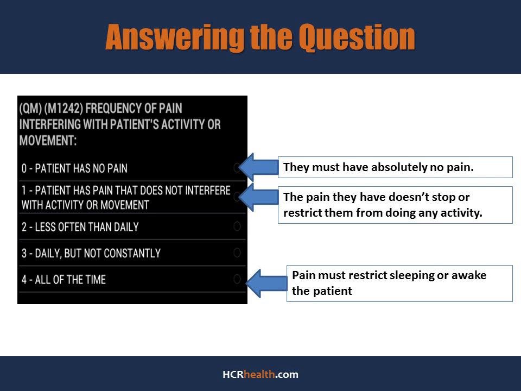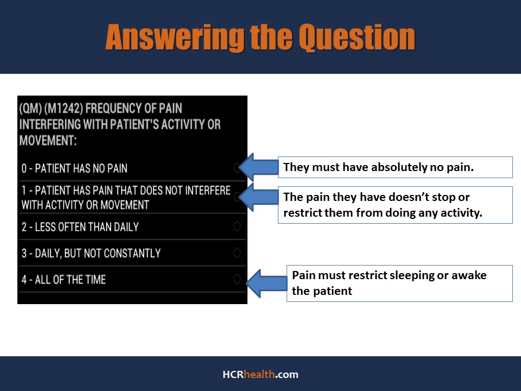So let's look one final time at the OASIS question. We are being asked, what is the frequency of pain that interferes with the patient's activity or movement? We are going to complete a comprehensive assessment of the patient's pain, considering not only the time of the visit, but also the recent pertinent past. We're going to observe movement and interview the patient or caregiver. In order for the patient to have no pain, a score of zero, they must have absolutely no pain at the time of the visit, plus the recent pertinent past.